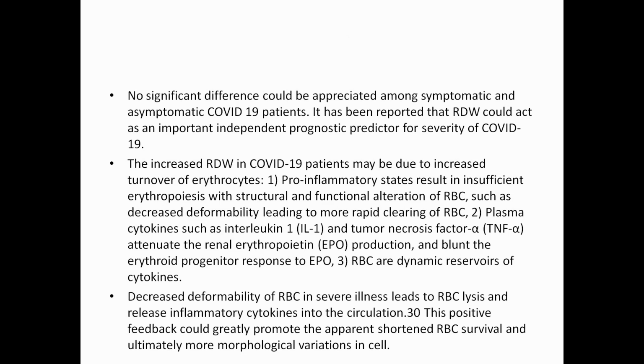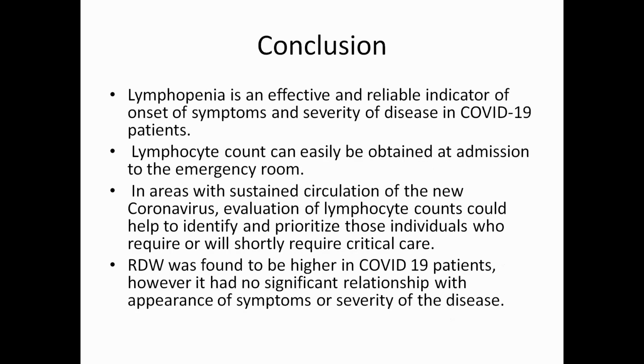Plasma cytokines such as interleukin-1 and tumor necrosis factor alpha (TNF-alpha) attenuate renal erythropoietin (EPO) production and blunt the erythroid progenitor response to EPO. RBCs are dynamic reservoirs of cytokines. Decreased deformability of RBCs in severe illness leads to RBC lysis and release of inflammatory cytokines into circulation. This positive feedback could greatly promote the apparently shortened RBC survival and ultimately more morphological variations in cells.